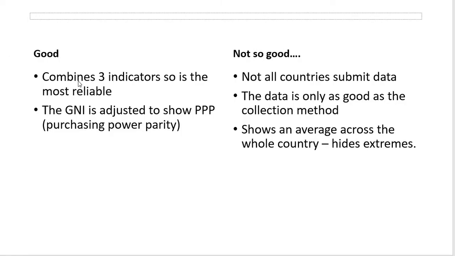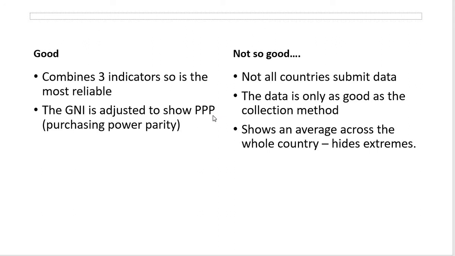The good things about it is it combines 3 indicators, so it's more reliable, and that GNI is adjusted to show purchasing power parity. This is what we talked about in lesson, where we said if I had £10,000 and I gave half to one person and half to another person, and I sent one person off to New York and the other to Bangkok, the person who went to Bangkok would be able to buy more things because Thailand is cheaper than the United States. So when the GNI is adjusted to show purchasing power parity, that means GNI has been either bought up or bought down in order to reflect how much things cost in that country.